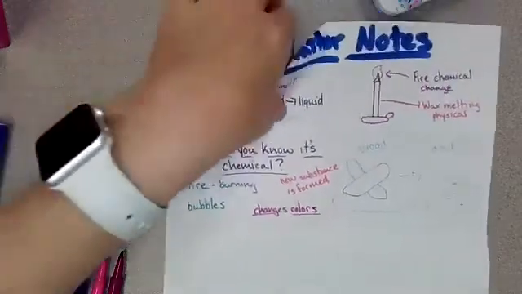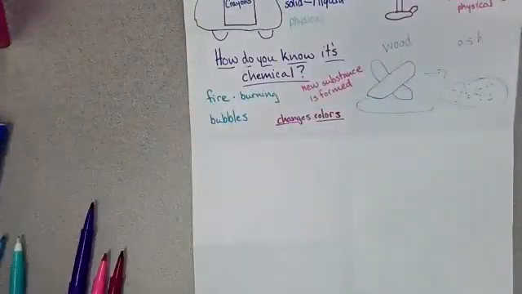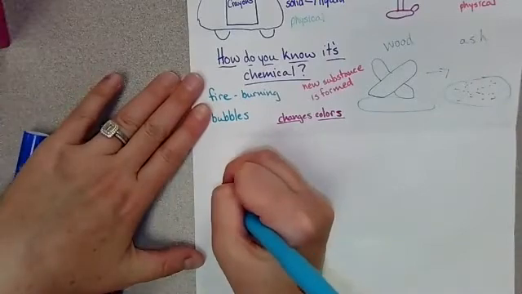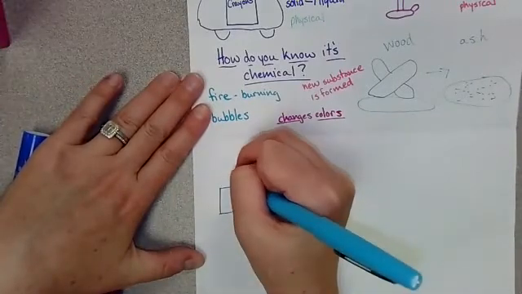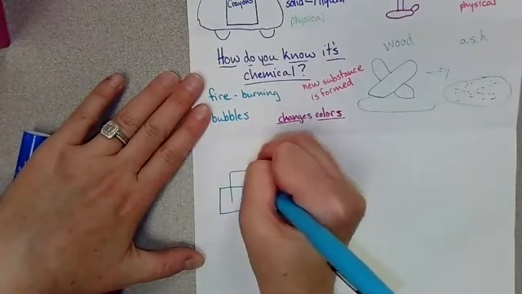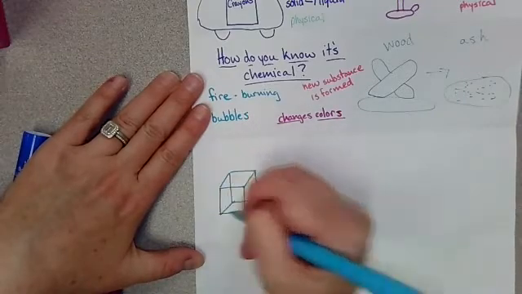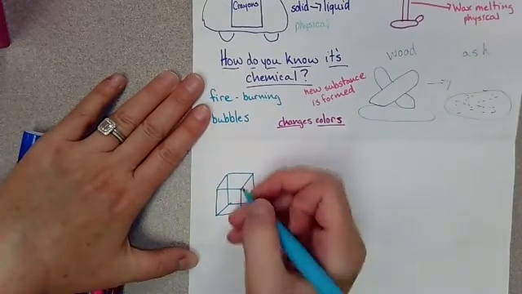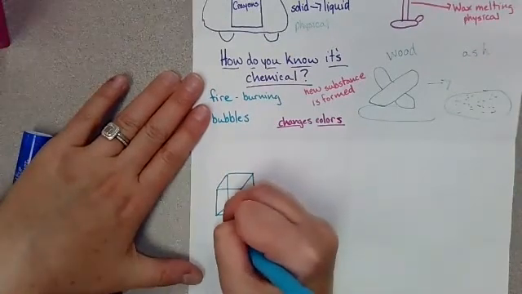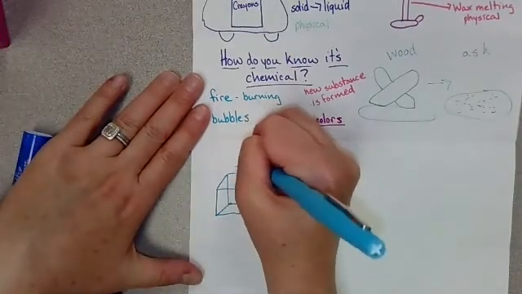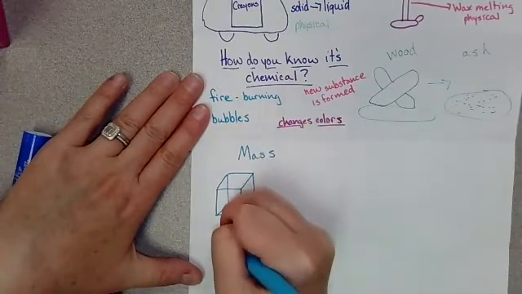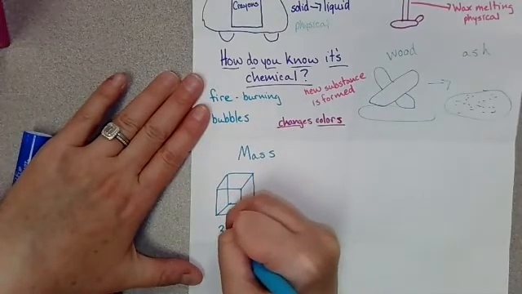Cool? All right. Draw me an ice cube. Draw a square. Draw another square within that square, and then connect the corners. This is an ice cube. All right. And let's say the mass is 3 grams.